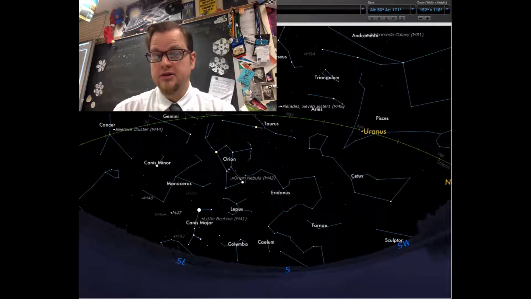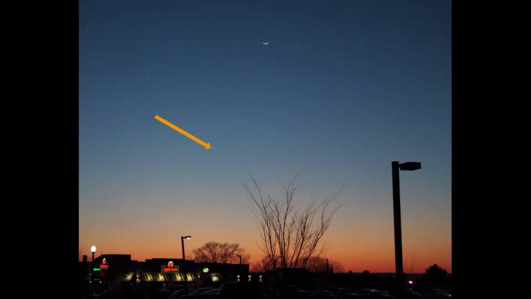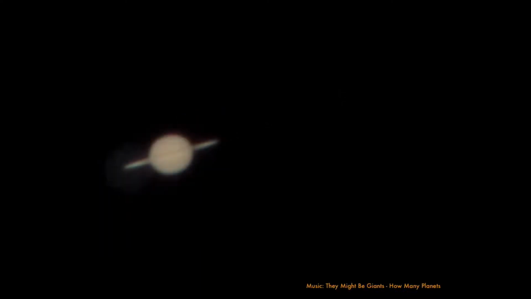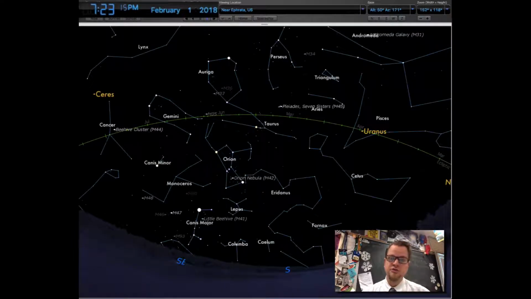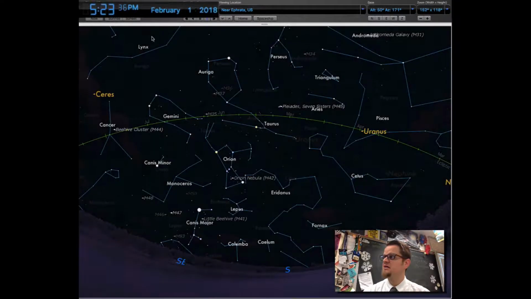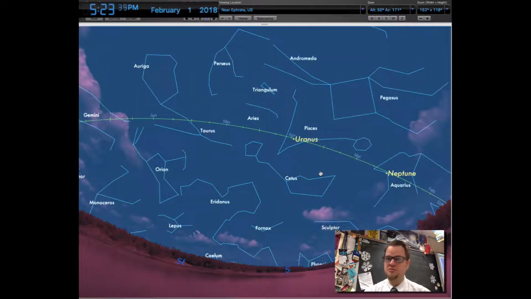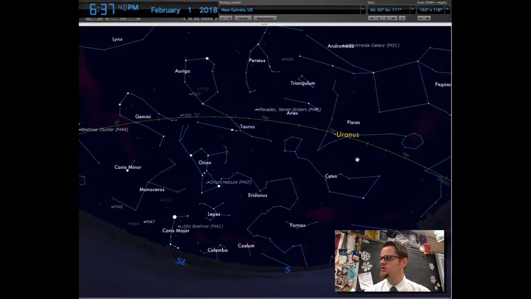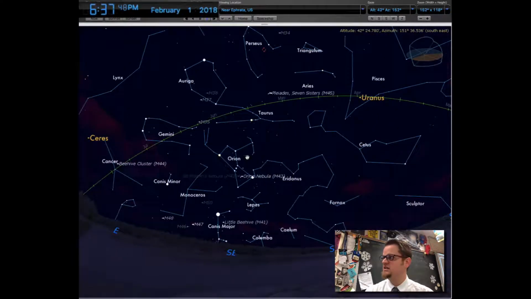So let's go ahead and get started with what you can see as far as planets go. Okay, so let's say you go out after sunset. Sunset is about 5:23, somewhere around there in the beginning of the month. And let's go to like 6:30. Around 6:30, there are no planets to see. You might be able to catch Uranus if you have a telescope, but really what you're looking at is Orion and Taurus up there looking really nice with Canis Major with the brightest star Sirius right nearby.